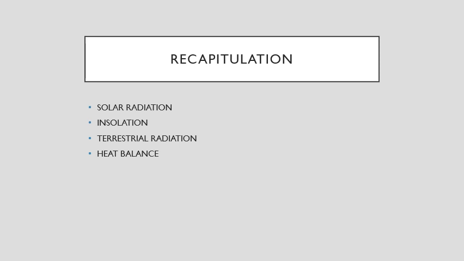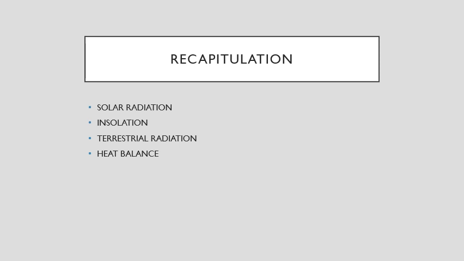Then we had studied about terrestrial radiation. When the surface of the earth gets heated, it starts to reflect back that heat in the form of long waves, which is referred to as terrestrial radiation. Then we had studied about the heat budget. When both incoming radiation and outgoing radiation are balanced, it is called the heat budget.